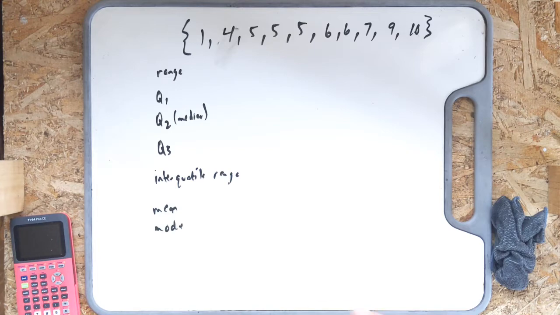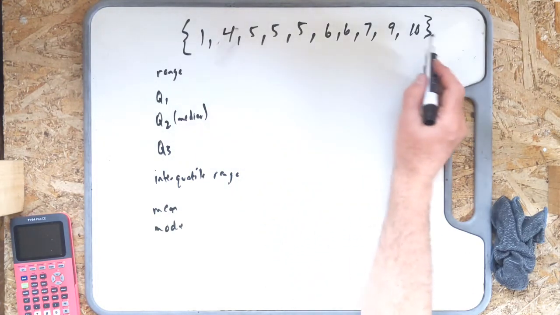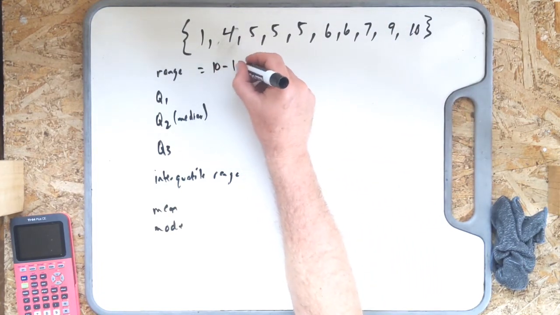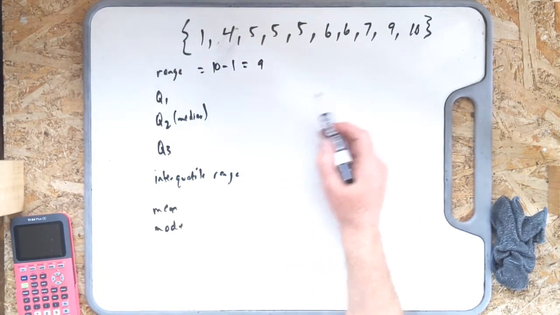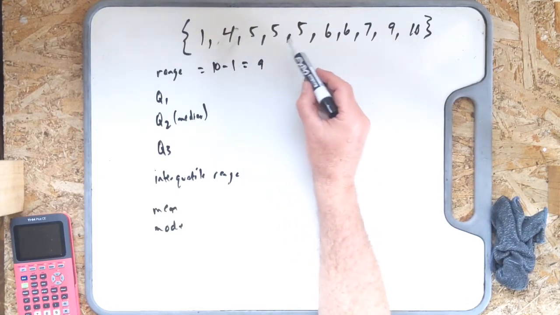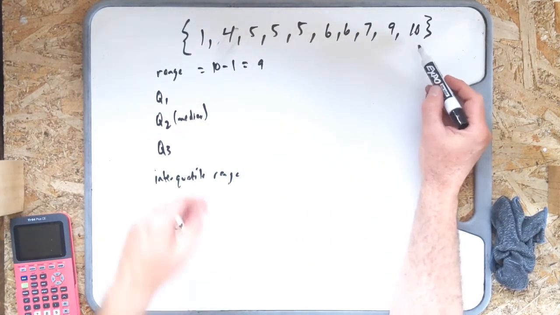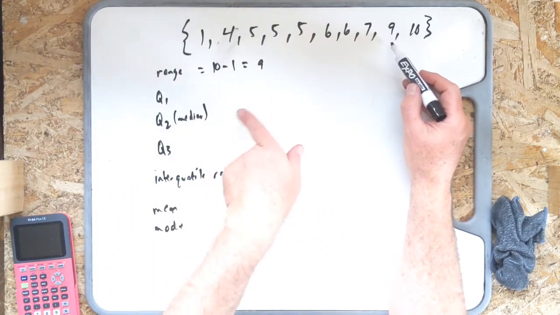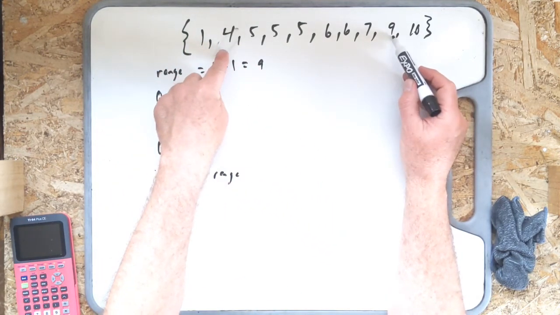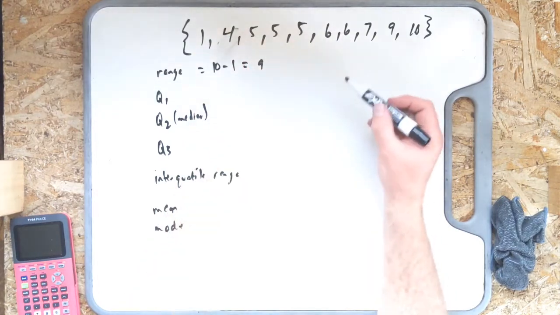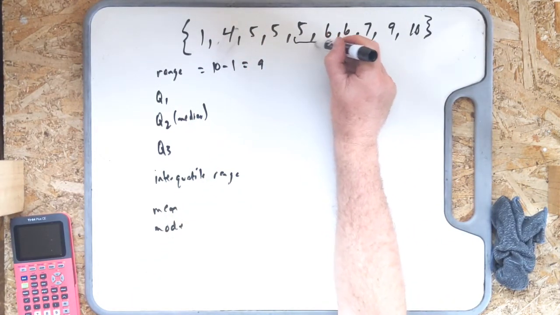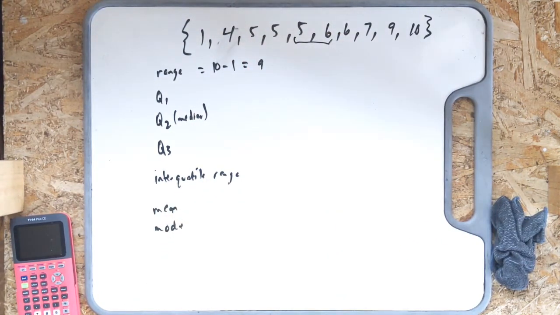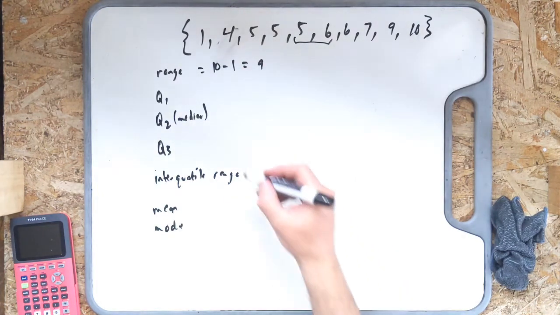Okay, if you're back, let's start with the range. The range is just 10 minus 1, or 9. You have 10 pieces of data, an even number, so we're doing the median first. It's right between the 5 and the 6. Here's the median, between the 5 and the 6, with 5 pieces on each side. So that's 5.5.